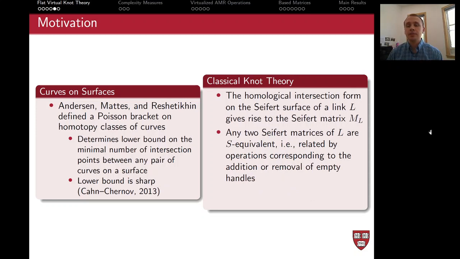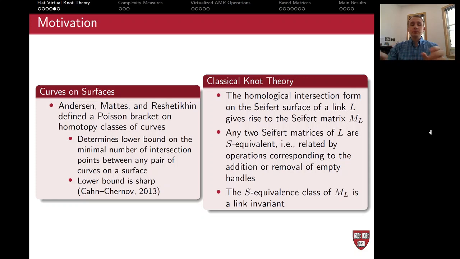So we can change the Seifert matrix, but this goes to work of Levine and Trotter. If you take any two Seifert matrices, then they're S-equivalent, meaning that there's a pair of operations which correspond to the addition or removal of empty handles. You just need to carefully modify the homology, the basis for homology, and then what the matrix ends up being. So now if you take this S-equivalence class of Seifert matrices, that is a link invariant.